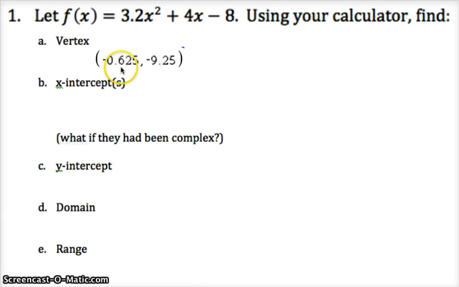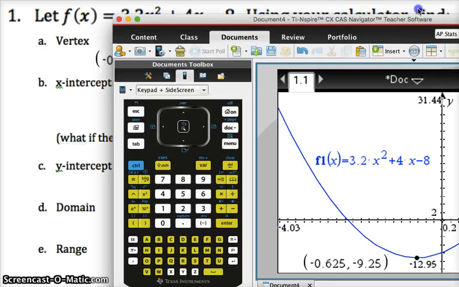Now, is that exactly 0.625, or is it like 0.6249732? I don't know. To get any closer algebraically, I could do some fancy algebra and figure that out. But for my purposes, for grading you on a question like this, on a calculator part of a test, this is good enough. All right, x-intercepts.